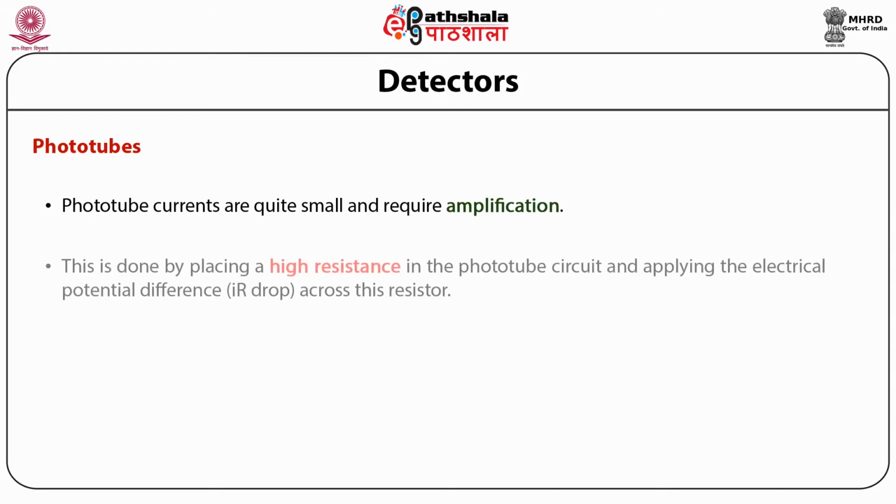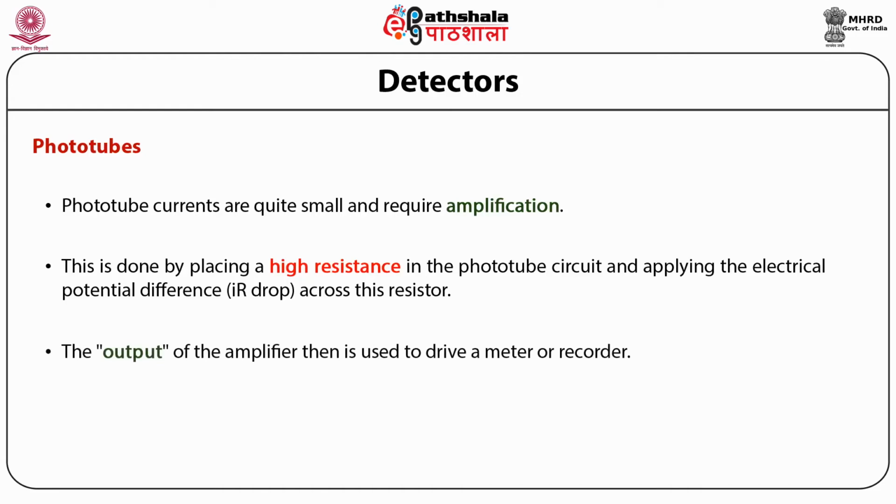device. This is done by placing a high resistance in the phototube circuit and applying the electrical potential difference, that is the IR drop, across the resistor as the input to an amplification circuit. The output of the amplifier is then used to drive a meter or recorder.